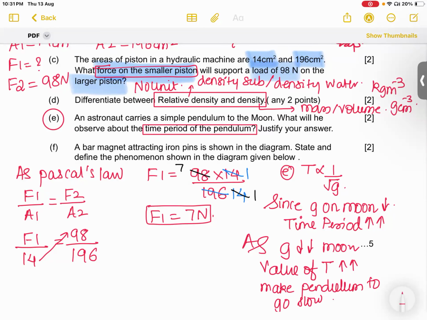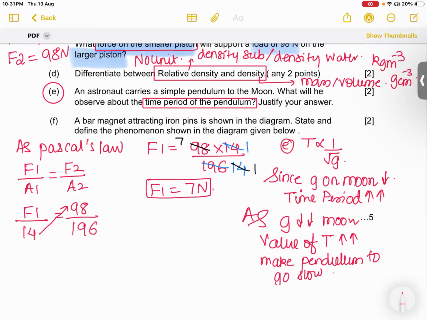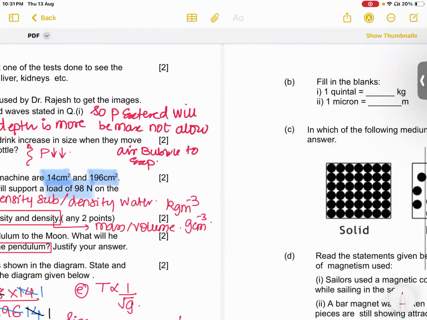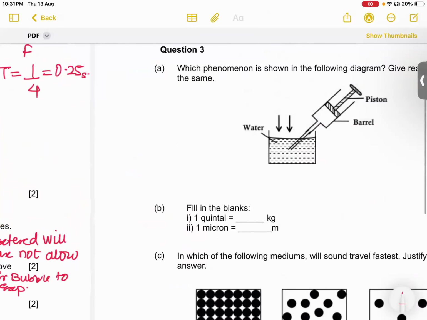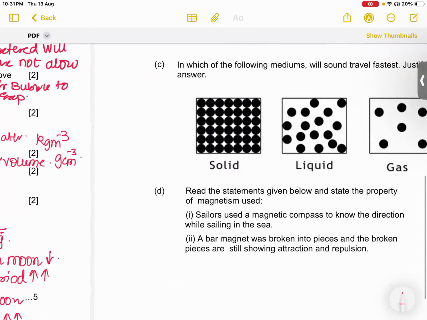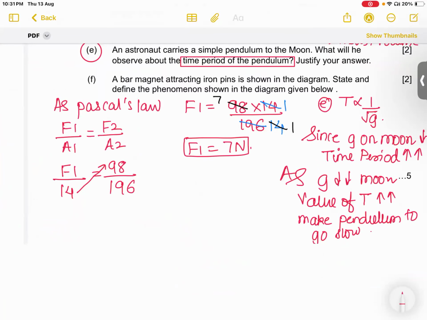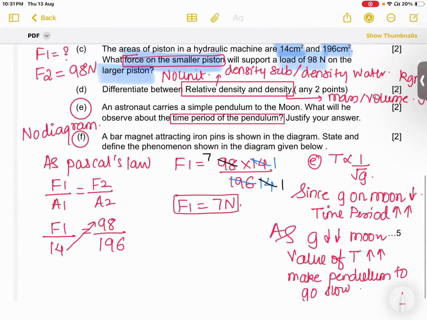The next part: a bar magnet attracting iron pins is shown in the diagram. State and define the phenomenon shown in the diagram given below. Where is the diagram? Oh, there is no diagram given. The question is incomplete. Okay, let's take the next one. Can't help, guys. There is no diagram given. So sorry.